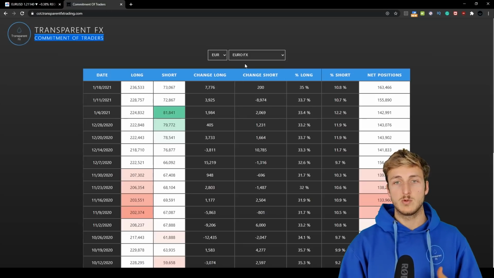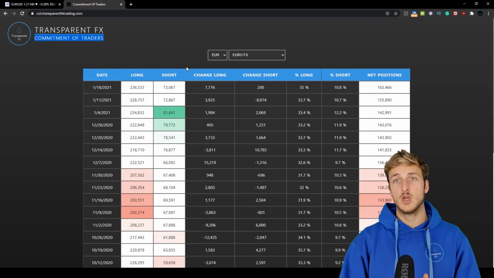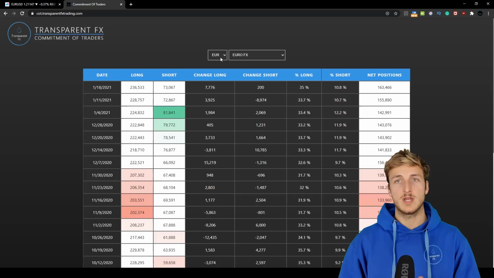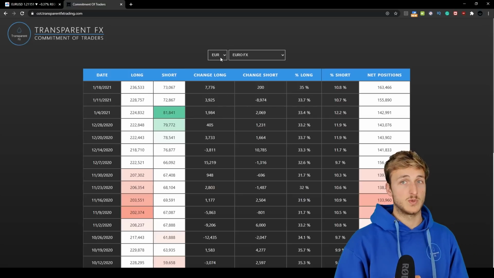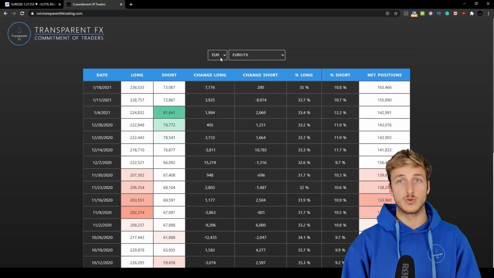We will then go and see what we have from an order flow perspective with the commitment of traders, which is what the biggest speculators in the market, so hedge funds, are doing. And we will be checking the data for the euro. Keep in mind that if you check the data for the euro, you're actually checking Euro USD, because all currencies on the spot are traded against the USD.